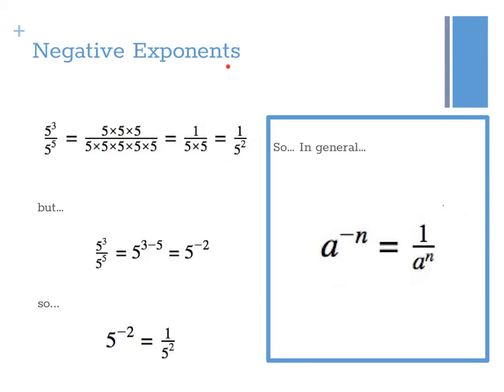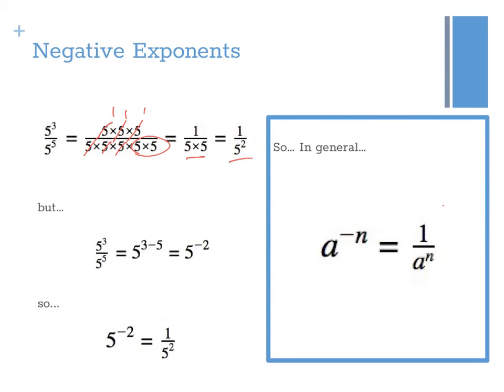If we're talking about negative exponents, what happens when there's a negative in the exponent? So let's look at a possibility here. If we have 5 to the 3 divided by 5 to the 5, in expanded form, this is what it looks like. Again, if we do the division, 5 divided by 5 is 1, 5 divided by 5 is 1, 5 divided by 5 is 1. So on the top I have 1, and on the bottom I just have 5 times 5. So 1 over 5 times 5 equals 1 over 5 squared.